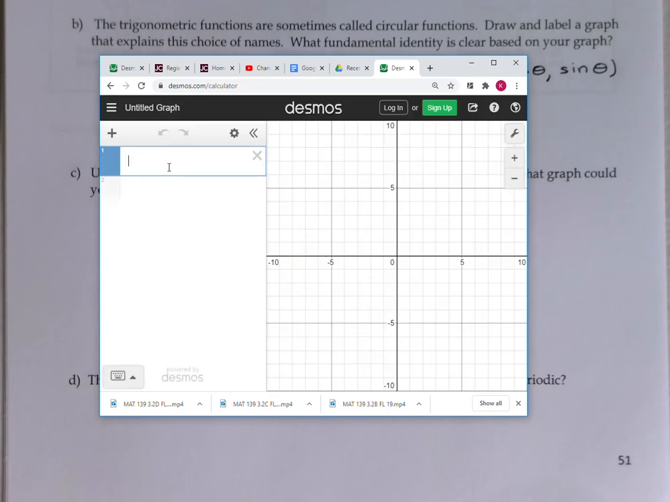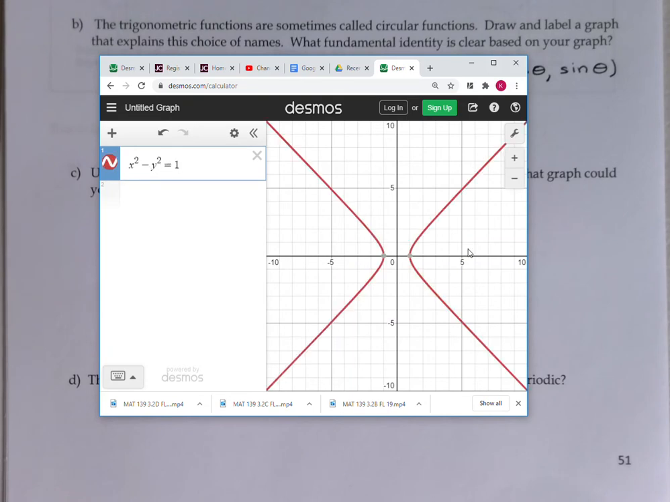If I graph x squared minus y squared equals 1, notice what I get here is a hyperbola, not a circle, right? So, does it now start to make sense why we call these the hyperbolic functions? The associated graph's not a unit circle. Instead, it's a hyperbola. And notice that the x-intercepts of this hyperbola are 1 and negative 1. I'm going to sketch that.